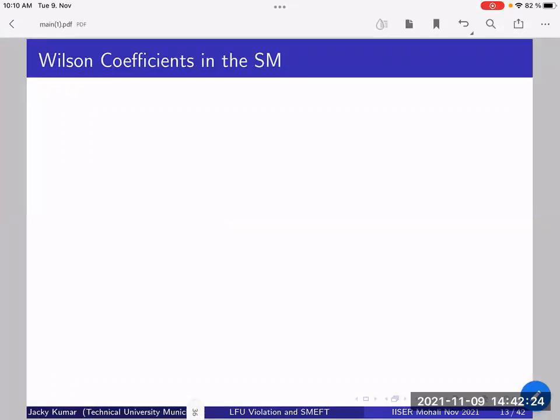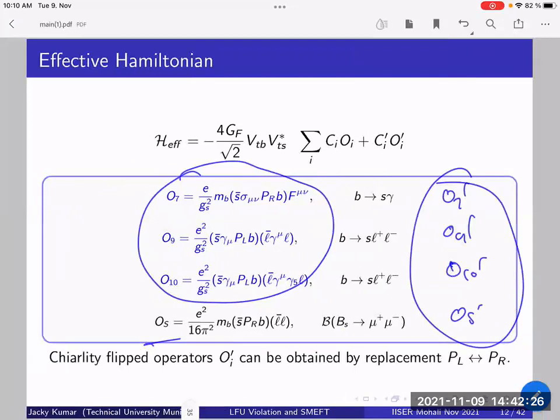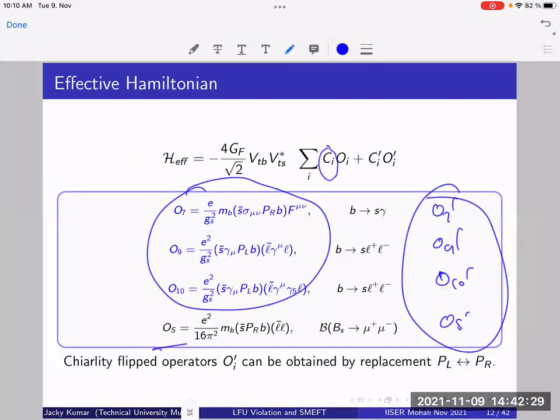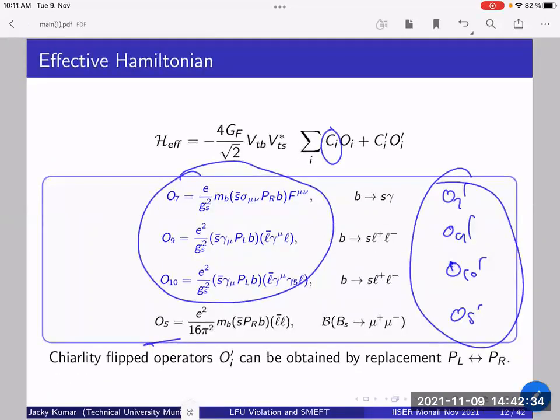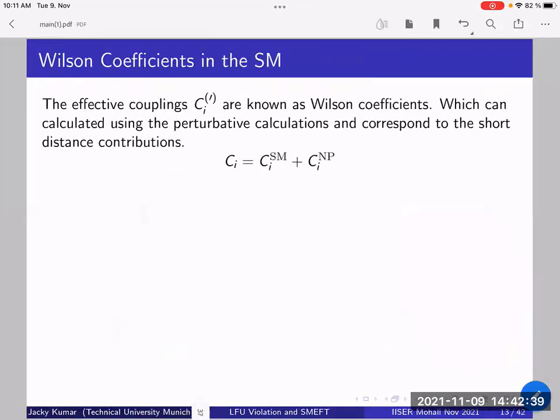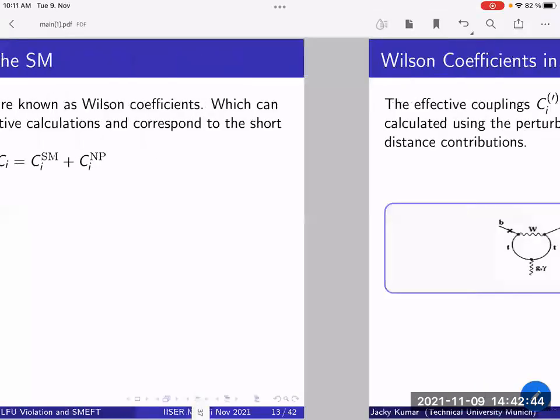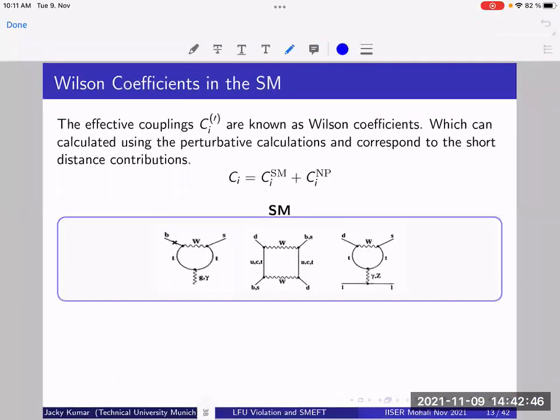So now these Cs are known as the Wilson coefficients. These are basically the coupling strengths of these operators. Now let us look at what the values of these Cs are in the standard model. In the standard model you can calculate these Cs perturbatively. Basically it goes through box and penguin diagrams. You can have a B going to S mediated by W and top. Here, for the case of the photon, you can attach to leptons. And similarly, you have this box diagram.